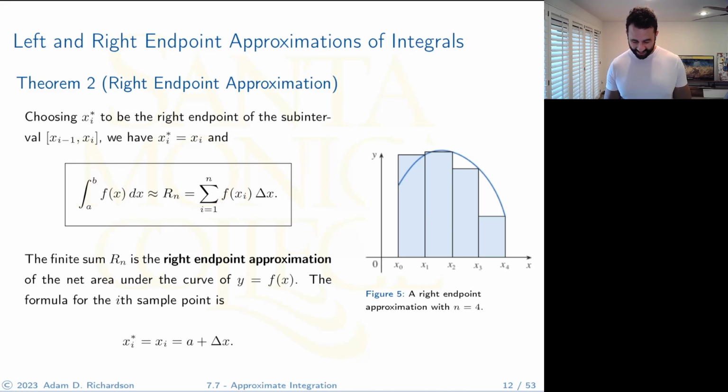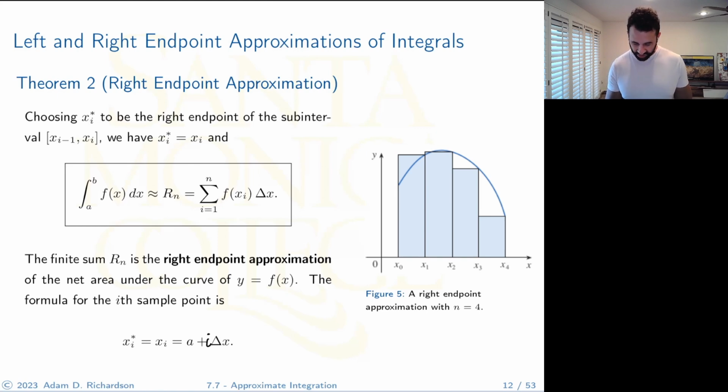Like before, we've got a formula for the endpoints. So the formula in this case, oh wait, there's a typo. My apologies. I'll have to go back and fix this. There should be an I right here. This should be I times delta x. My apologies, I'll fix that.